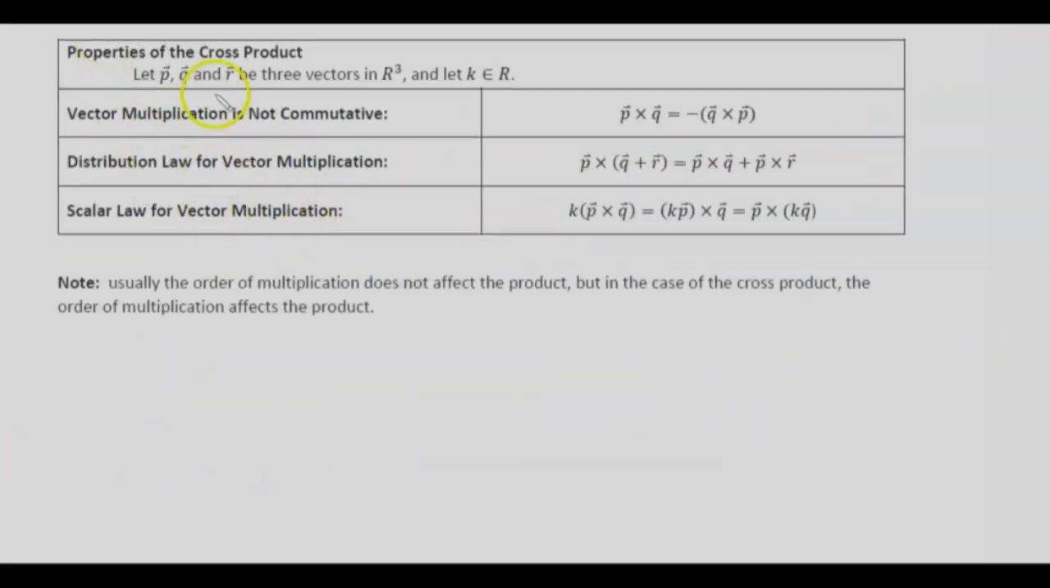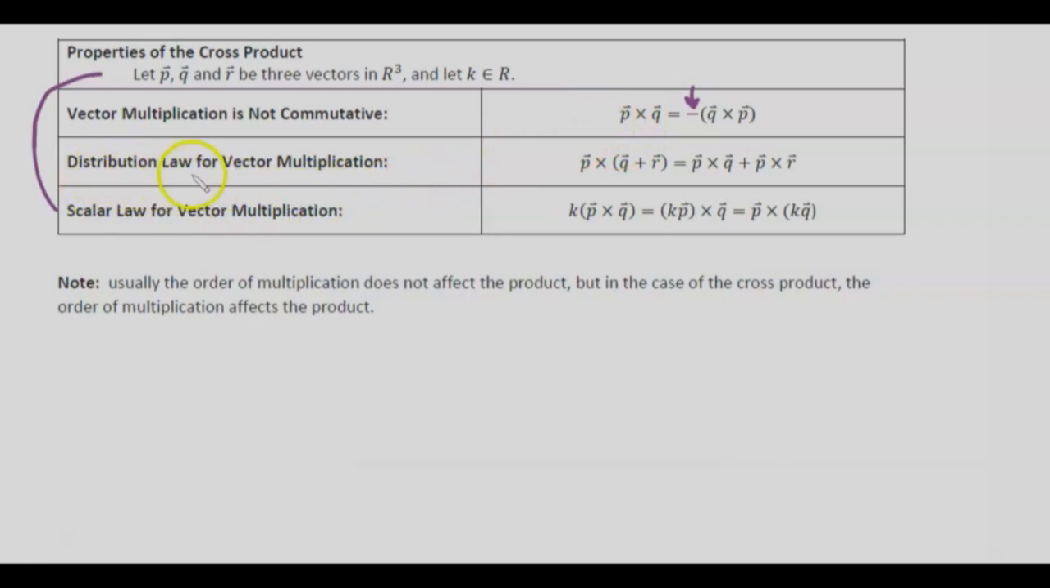Okay, and now just a couple properties for the cross product. Let P, Q, and R be 3 vectors in R cubed, and k is an element of the real number system. We're going to use that for these 3 laws. Vector multiplication is not commutative. So P cross Q does not equal Q cross P. What it actually equals is the opposite of Q cross P. We just saw that in the previous method.